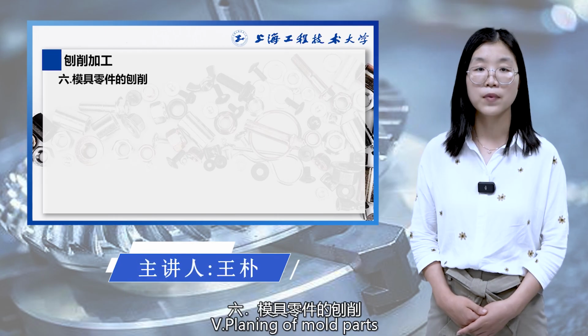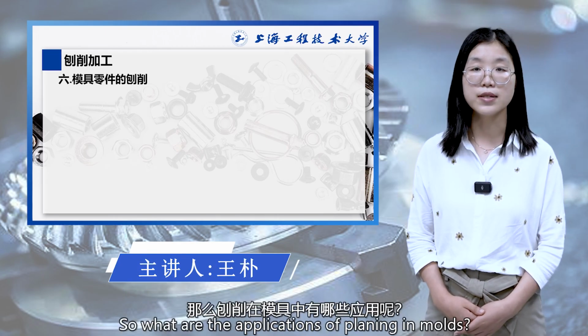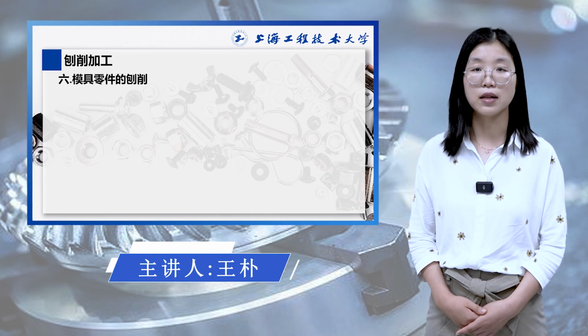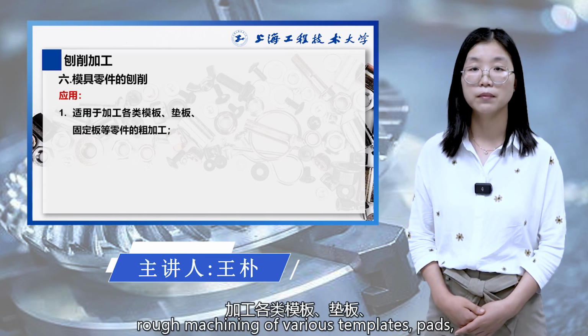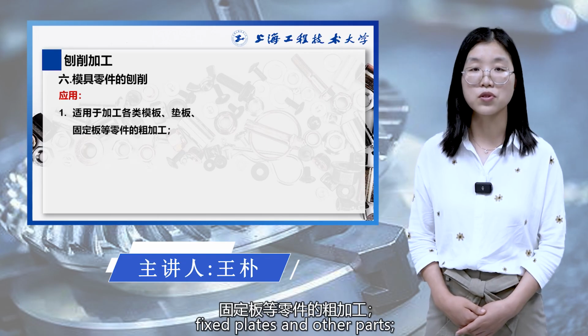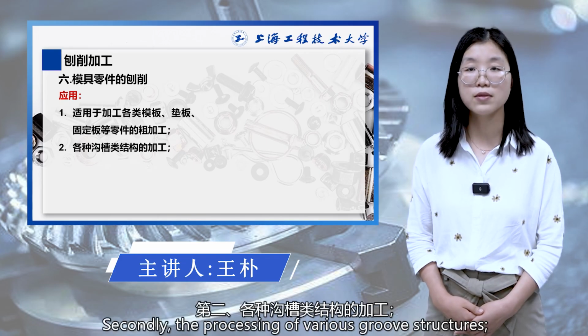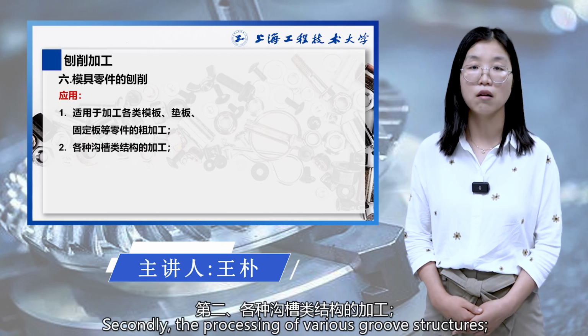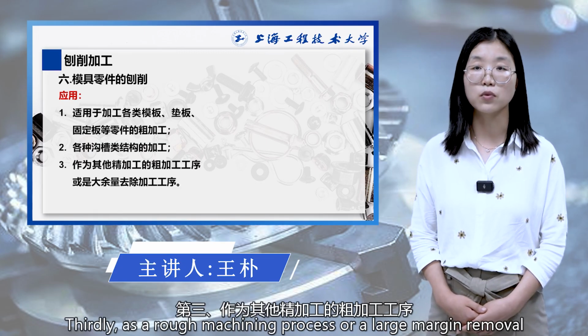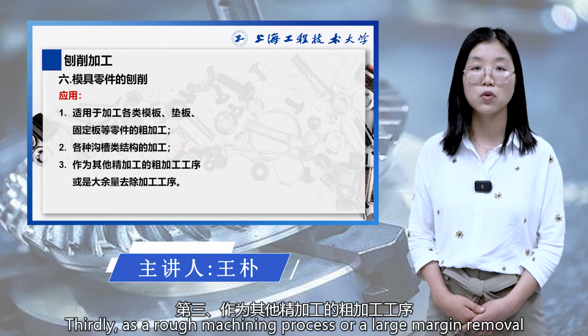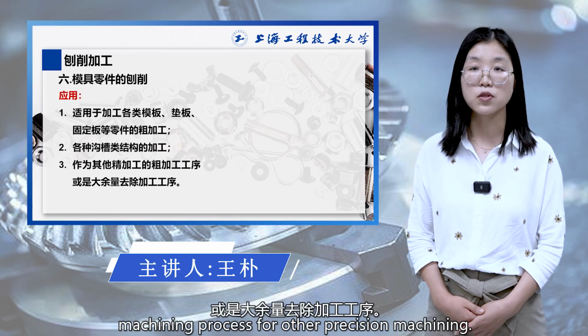Six, planing of mold parts. So what are the applications of planing in molds? Firstly, it is suitable for rough machining of various templates, pads, fixed plates, and other parts. Secondly, the processing of various groove structures. Thirdly, as a rough machining process or a large margin removal machining process for other precision machining.